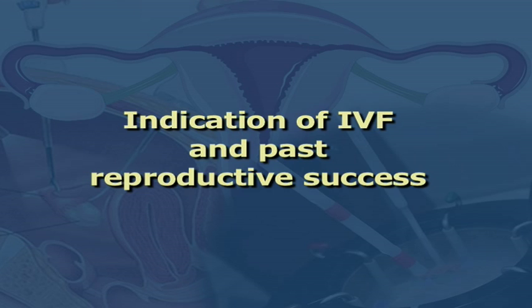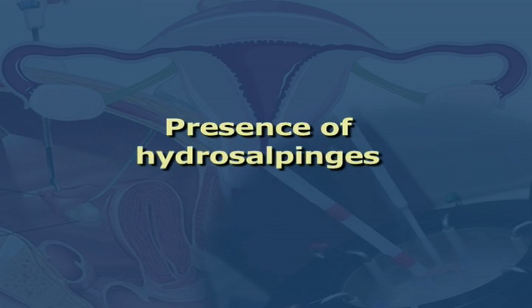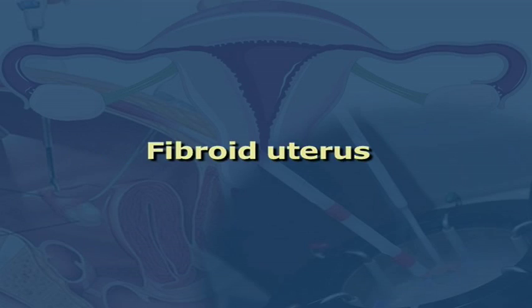Indication of IVF and past reproductive success. Women with tubal or ovulatory factors, endometriosis or unexplained factor have higher success rate compared to women with poor ovarian reserve. Presence of hydrosalpinges affects the outcome adversely. Fibroid uterus, especially the submucous or interstitial variety, has adverse outcome. And the last, smoking, poor outcomes are an observed phenomenon.